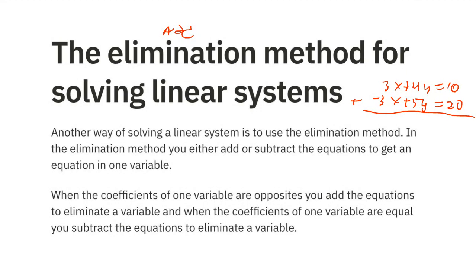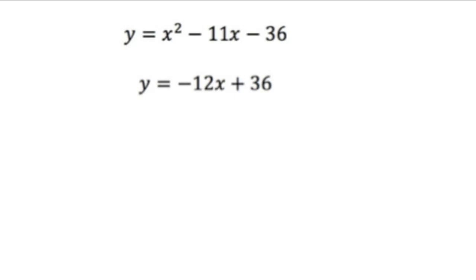So 3x plus negative 3x is 0, 4y plus 5y is 9y is equal to 30. Divide through by 9, you end up with y is equal to... I just made this problem up so it wasn't very nice, but then you have to figure out what your x value is. So that's the elimination method. So let's try a problem with the elimination method here.